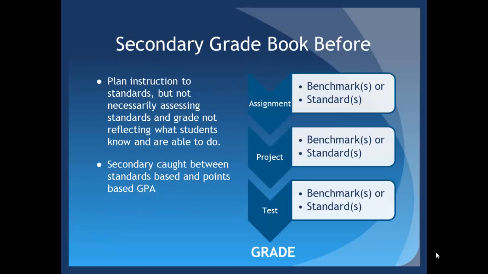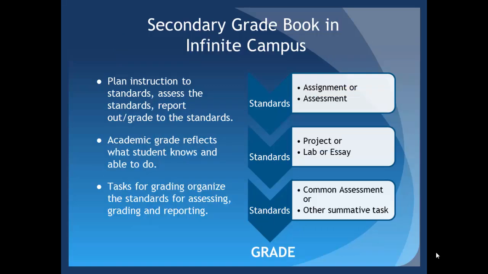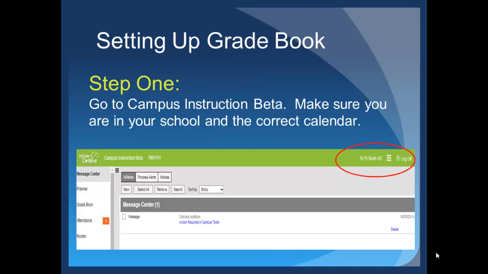Our secondary gradebook before was aligned to benchmarks or standards, but the grade was being generated by the assignment, the project, or the test. In our secondary gradebook in Infinite Campus, the standards are going to be generating the grades. So the scores that we attach to standards are going to flow into the grade. And we organize the gradebook by assignments, assessments, projects, labs, or the categories. So once again, the standards and the score that you attach to the standards is what's going to drive the grade. With that in mind, this is how we're going to be setting up the gradebook.